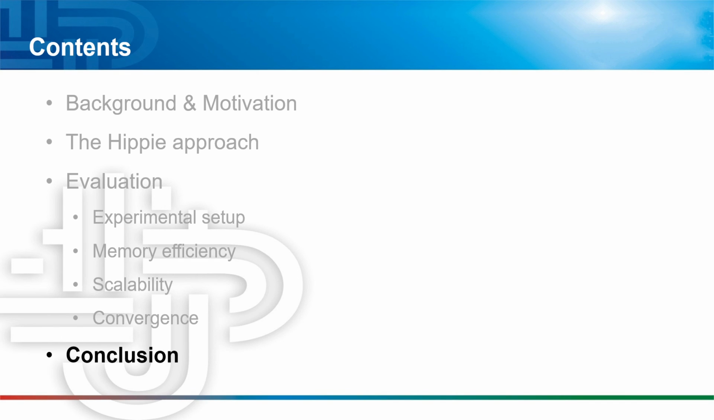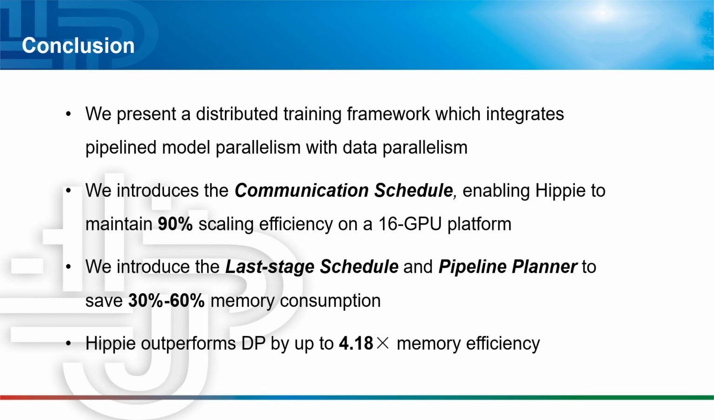The last part, conclusion. First, we present a distributed training framework which integrates pipeline model parallelism with data parallelism. Then we introduce the communication schedule, the last stage schedule, and the pipeline planner. These optimizations have achieved excellent results. Finally, Hippie outperforms DP by up to 4.18 times memory efficiency.